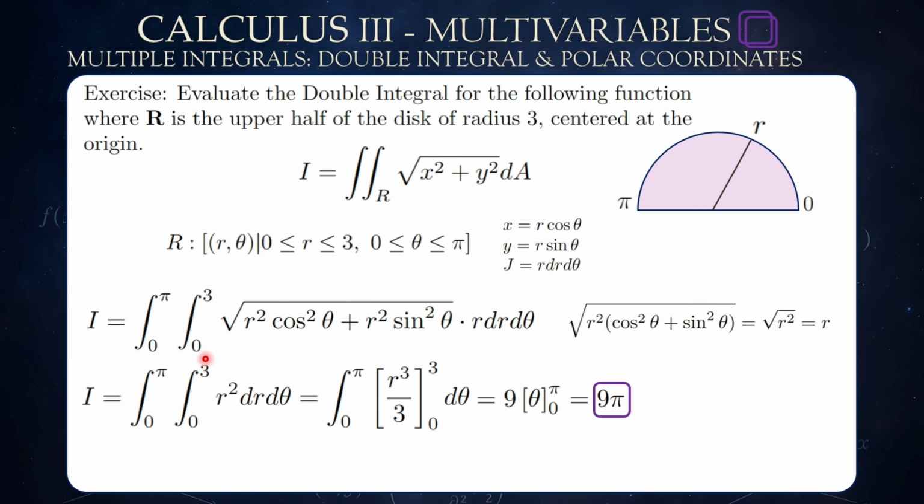At first you solve with respect to r, then with respect to theta. So it is equal to integral from 0 to pi, r to the power of 3 divided by 3, from 3 to 0, d theta, which is equal to 3 to the power of 3 divided by 3 is 9, times theta between pi and 0, which is 9 pi.